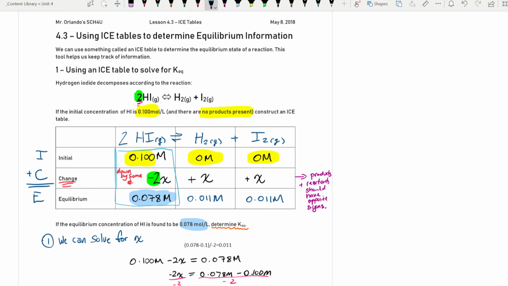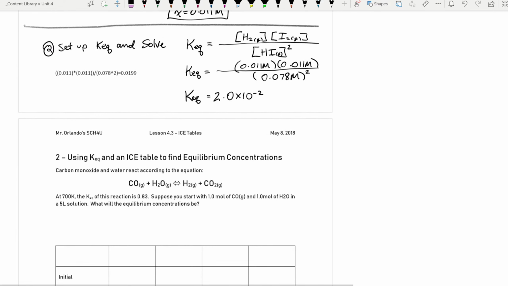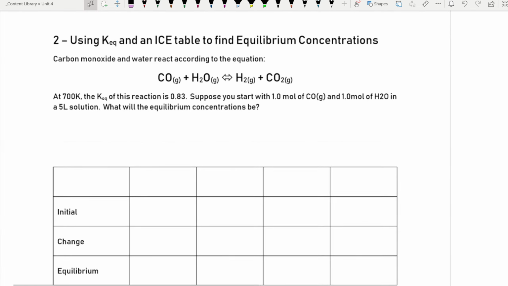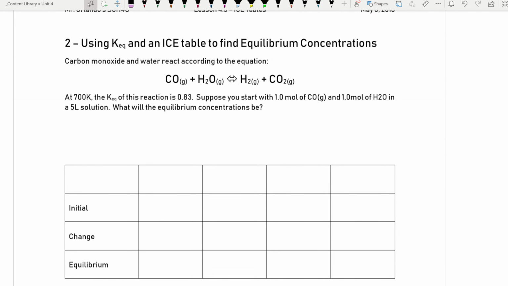Let's try another one. In the first example, we solved for Keq. Now, here's the thing. Most reactions, you can look up their Keq. Most equilibria, I should say. Most reactions that form equilibria, you can look up their equilibrium constants, which means often we know Keq, and instead we can say, this is the much more common case, okay, what's going to happen to this at equilibrium?